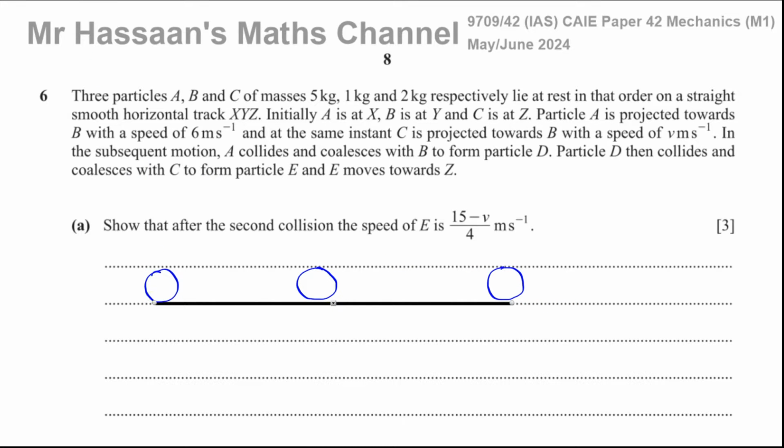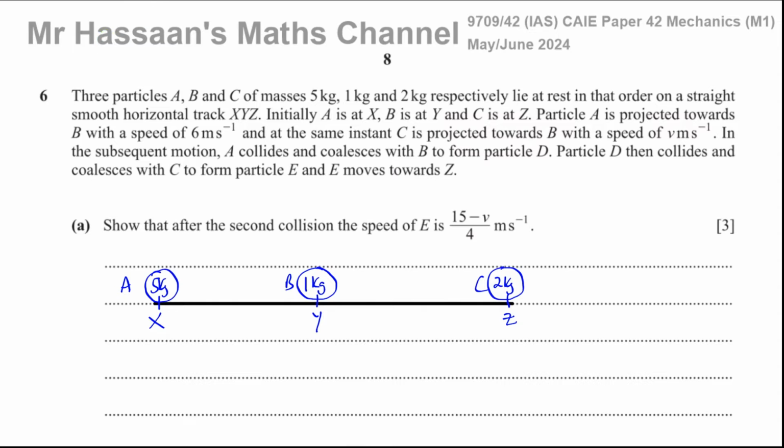There's no friction involved. So this is X, this is Y, and this is Z. This is the particle A, particle B, particle C. A has a mass of 5 kilograms, B has a mass of 1 kilogram, and C has a mass of 2 kilograms. So that's up to this point here.